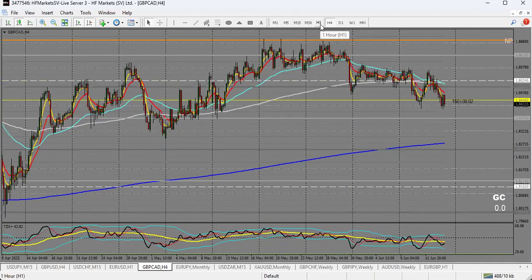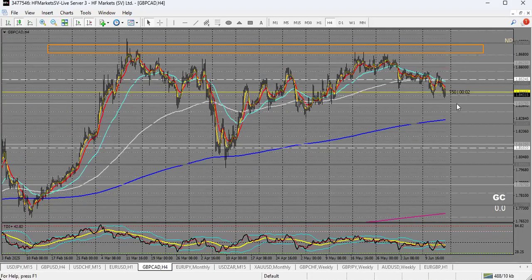So pound card has now a bearish market structure, and our target should be this area of support right here. At this price, 1.81020, that is our target.